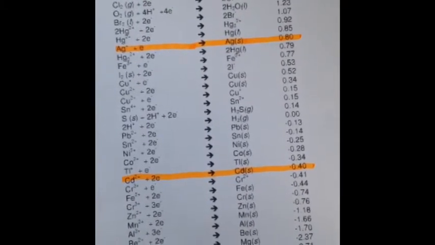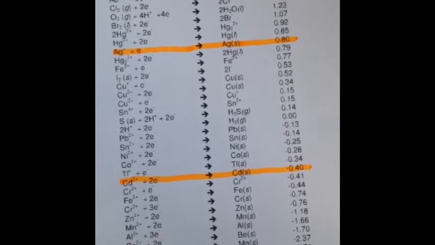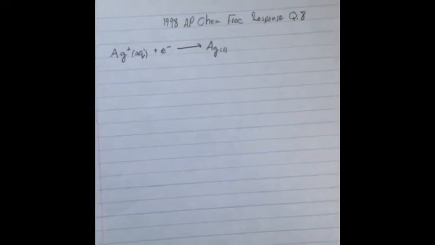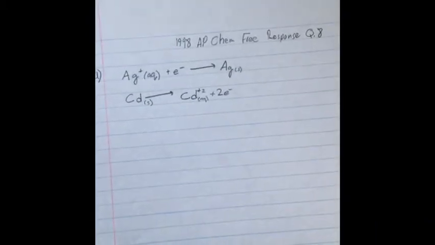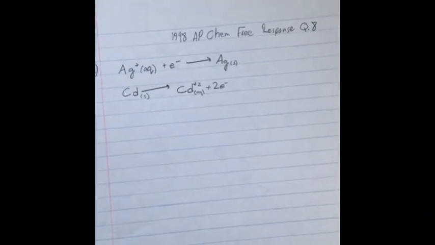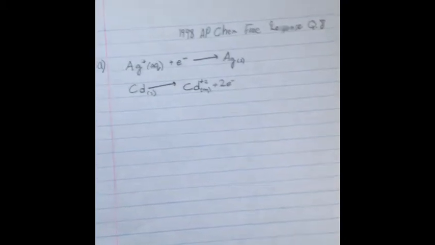So, to make the net ionic equation, we should first make the half reactions. Since Ag is being reduced, it is becoming more negative, so its half reaction looks like this. And since Cd is being oxidized, it is becoming more positive, so it looks like this.